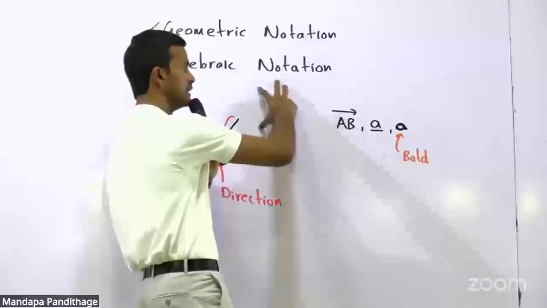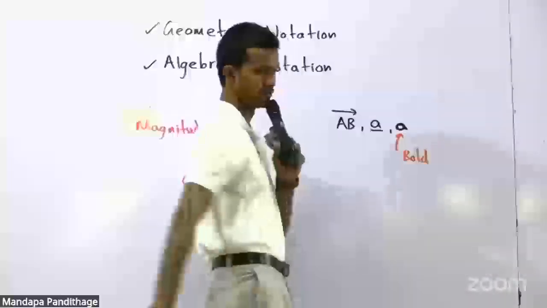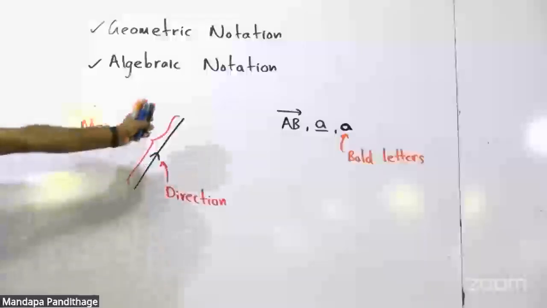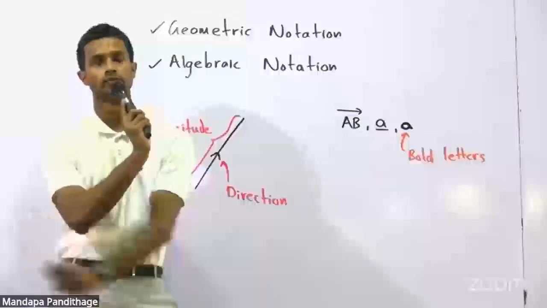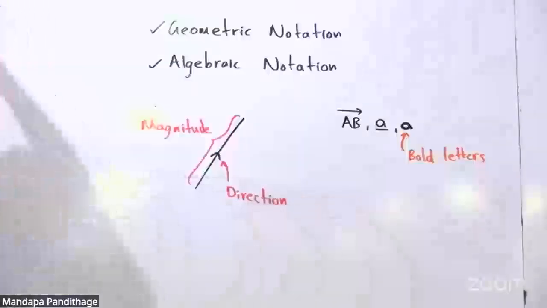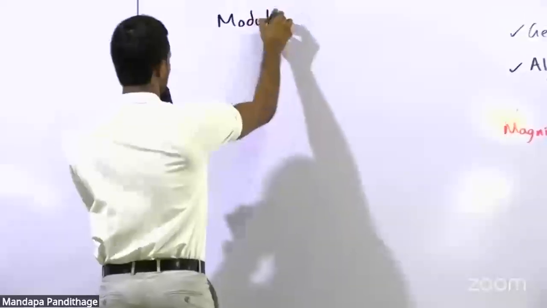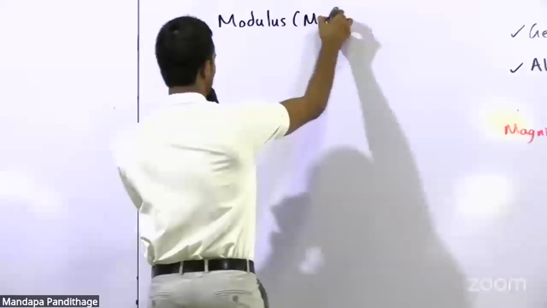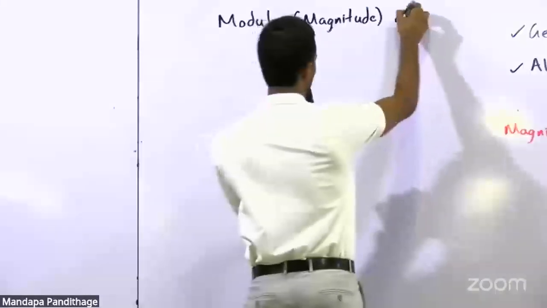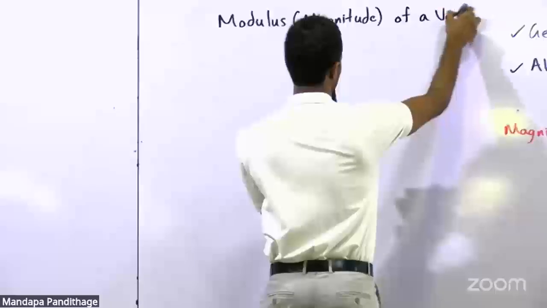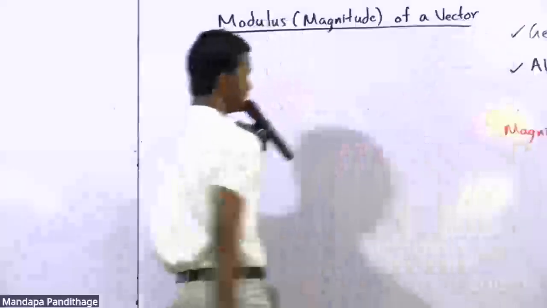Okay, so I gave: a vector can be denoted in one of the following ways. Then write these three. I mentioned this is bold letters. Then write a small topic: modulus, within brackets magnitude, of a vector. Modulus or the magnitude of a vector.